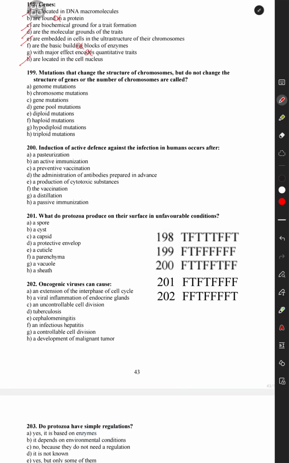Mutations that change the structure of chromosomes but do not change the structure of genes or the number of chromosomes are called genome mutation, chromosome mutations, gene mutation, gene pool, diploid, haploid. Chromosome mutations. Structure of chromosomes. It will be chromosome mutation.